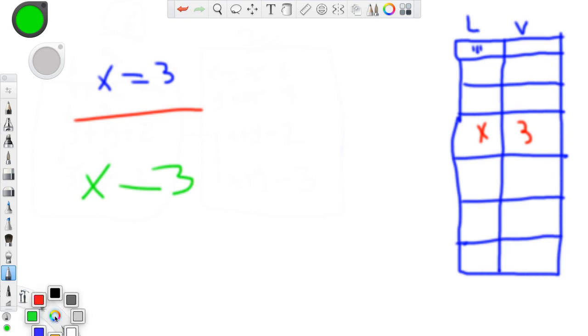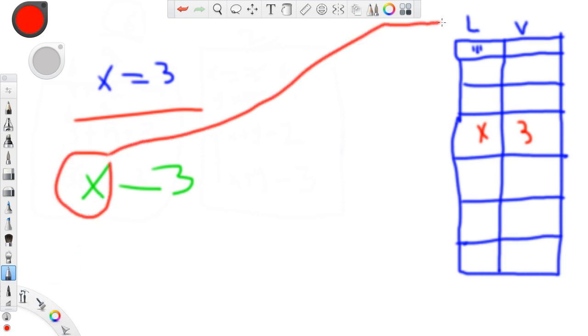What will it do? It says, hey, he's talking about x. Let me look in the memory for x. So it will go to the memory and look for x. It says, yes, this is x, and this is the value for x. It will take its 3, so it'll say 3 minus 3 equals 0.